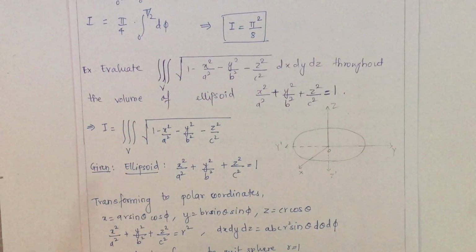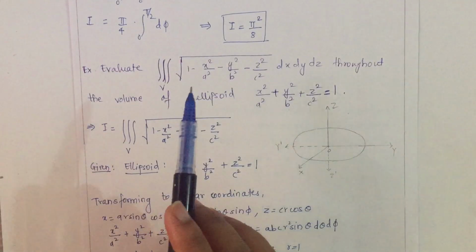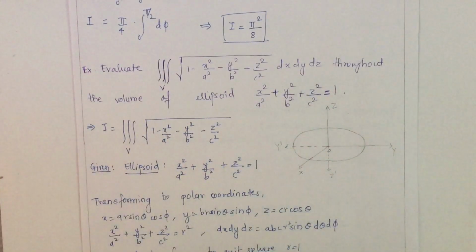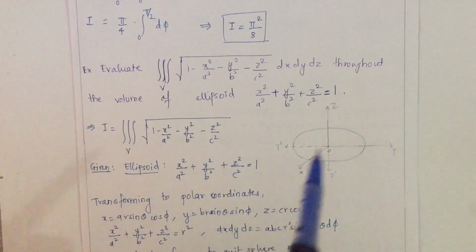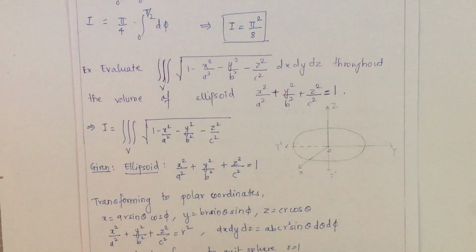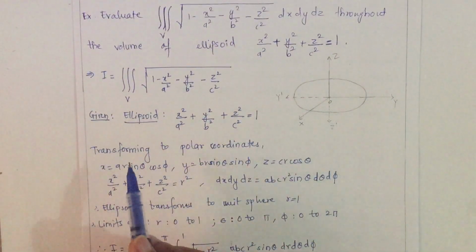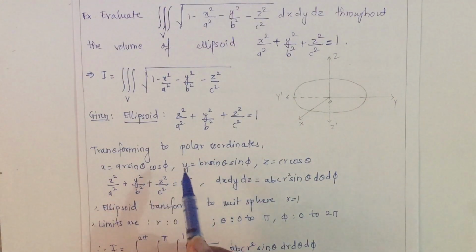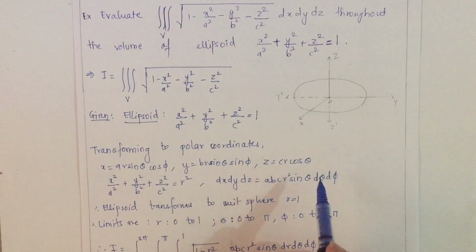Now if you observe here, we are not given limits for this integral, so we need to find out what the limits are. If you look at the function, it would be easier to evaluate if we convert or transform this into polar coordinates. And we know what the polar coordinates for an ellipsoid are. Ellipsoid polar coordinates are given as x equal to a r sine theta cos phi, y equal to b r sine theta sine phi, z equal to c r cos theta.